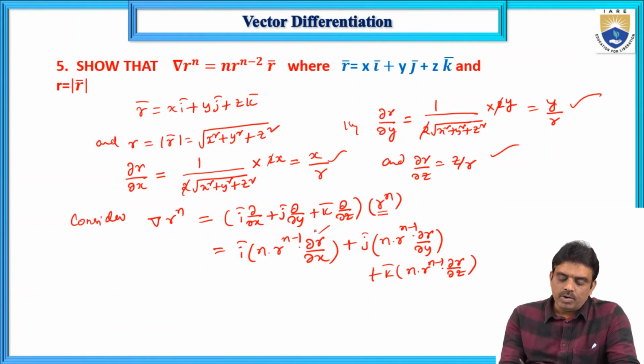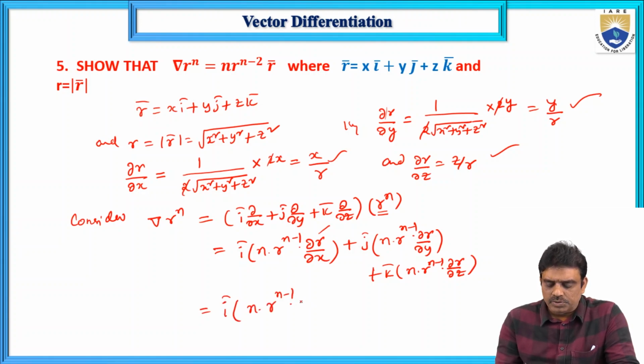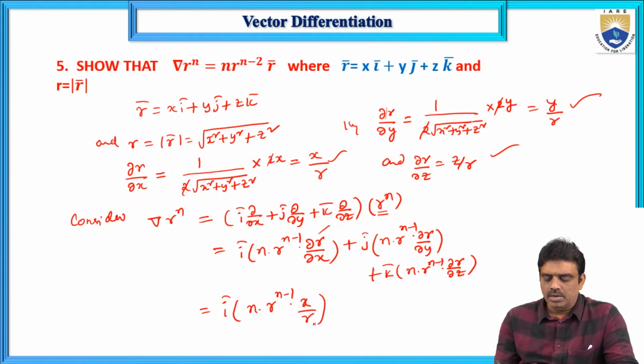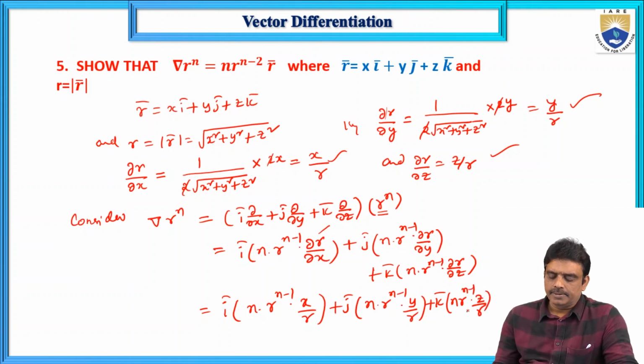But what is ∂r/∂x? ∂r/∂x is x/r. Already we have calculated ∂r/∂y is y/r, and ∂r/∂z is z/r. So substituting: î times n r^(n-1) times x/r, plus ĵ times n r^(n-1) times ∂r/∂y, which is y/r, plus k̂ times n r^(n-1) times z/r.